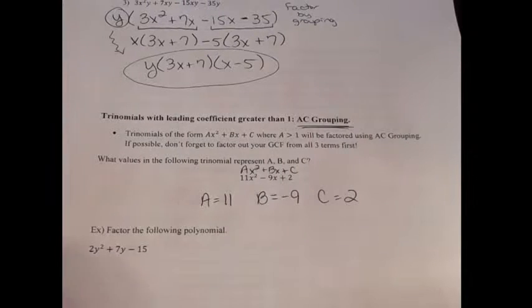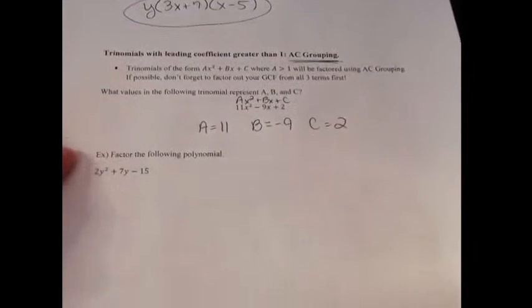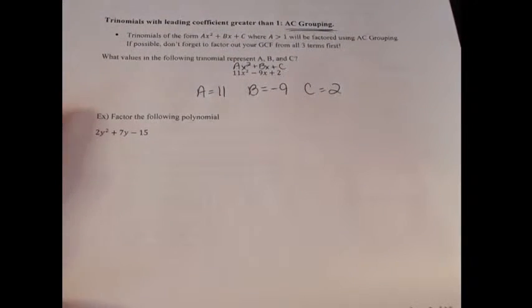Awesome. It is time for you to put your pens and pencils down because I am going to illustrate to you how to factor by using AC grouping. Okay, let's consider the following polynomial. 2y squared plus 7y minus 15.